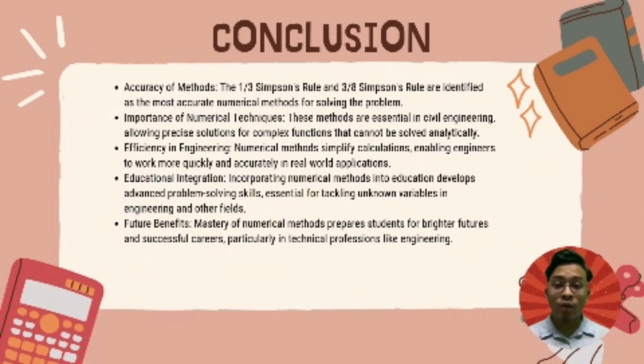So the conclusion in our project is, firstly, accuracy of method. The 1/3 Simpson rule and 3/8 Simpson rule can be identified as the most accurate numerical methods for solving this problem. The importance of numerical techniques: these methods are essential in civil engineering and allow precise solutions that cannot be solved analytically. Efficient numerical methods can simplify the calculation and enable engineers to work more quickly and accurately in real-world applications.